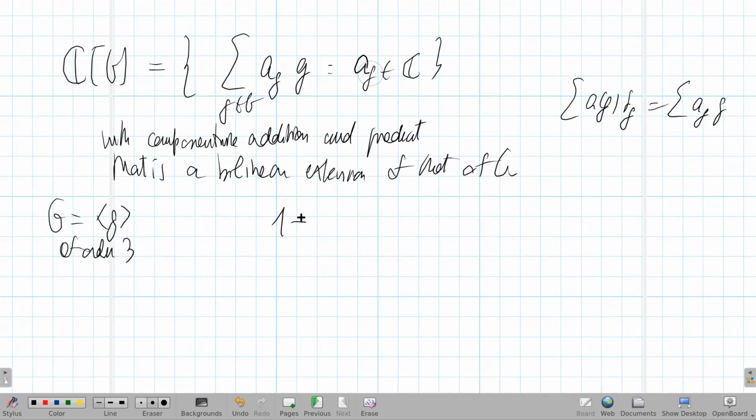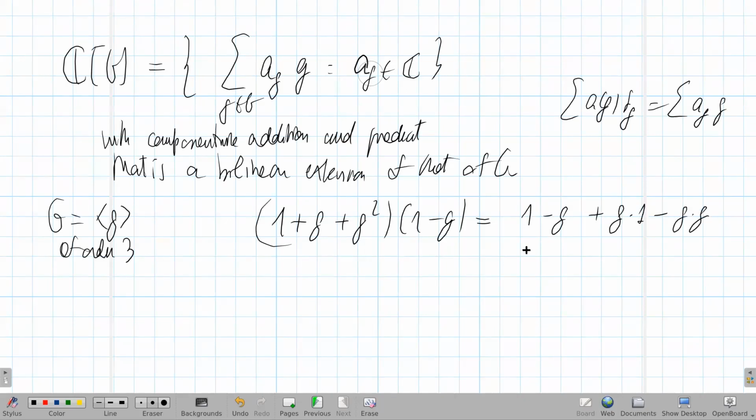So what happens when you multiply 1 plus G squared by 1 minus G, okay? Two elements of this form. So you simply do all the multiplications, applying the distributive property. So you get 1 minus G, plus G times 1 minus G times G, plus G squared times 1 minus G squared times G, okay? So I have just applied here the distributive property and then do the multiplication in G.